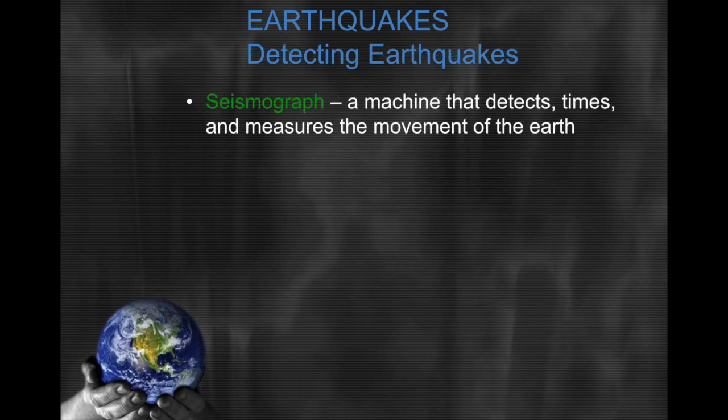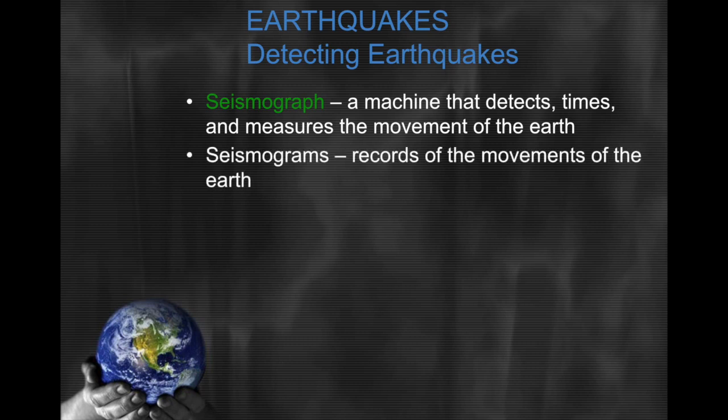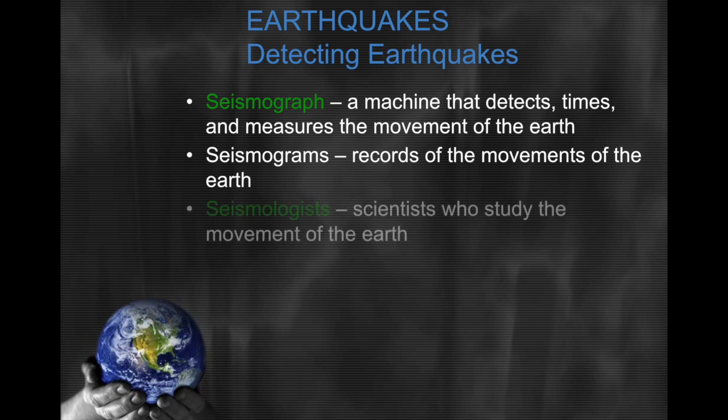So how do we detect earthquakes? Well, if we know there are seismic waves, scientists have developed a seismograph, which is a machine that detects the time and measurement of the movement of the earth. Seismograms record the movements of the earth. So you have the seismograph, which is the machine, and the seismogram is the part of the machine that records the movements. And then seismologists are the scientists who study the movement of Earth and study earthquakes.